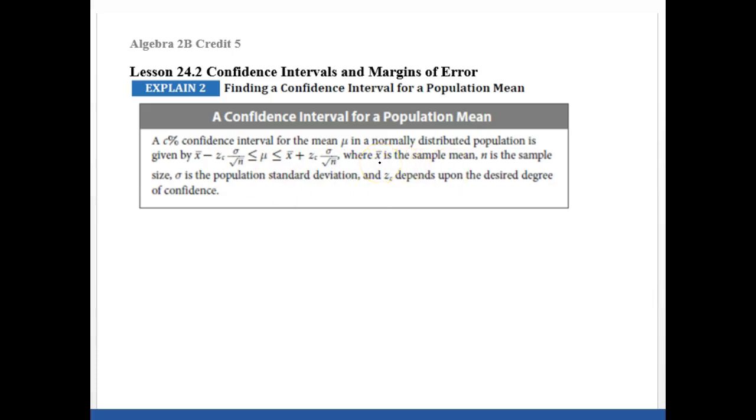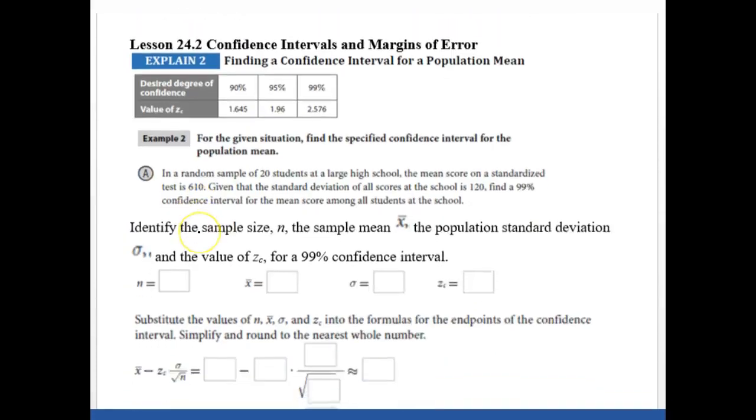Just so you know, x with the little line above it means our sample mean. n again is going to be our sample size. And the sigma, that looks cursive, is just the standard deviation for our population. And then remember, z depends upon the desired degree of confidence. Okay, so now let's actually use this for our Explain 2 activities.